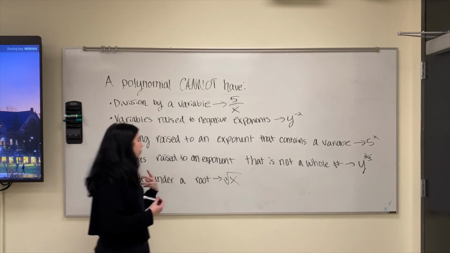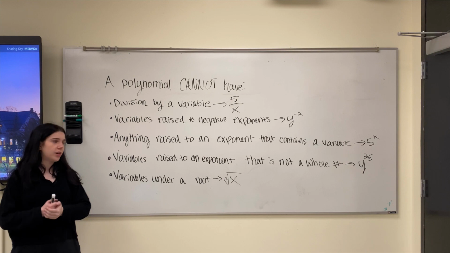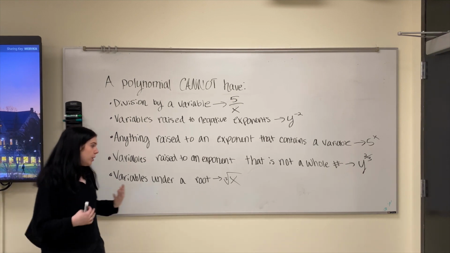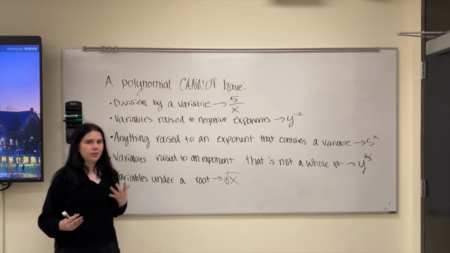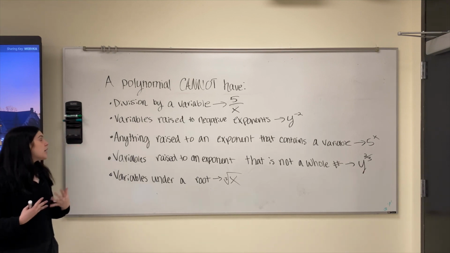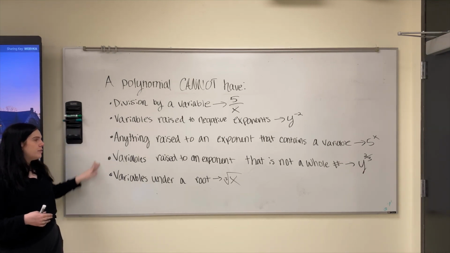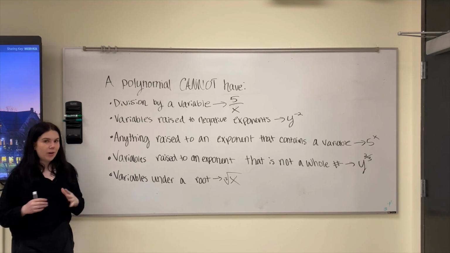And then lastly, polynomials cannot contain any variables under a root. So for example, the cube root of x cannot show up in a polynomial. So that means if an expression contains any of these 5 things, it is not a polynomial.